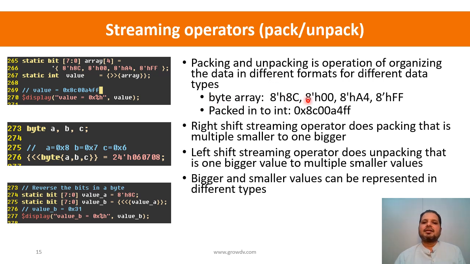For example, let's say I have this byte array, and I have these 4 bytes, 8C, 00, A4, FF. I want to pack them into a single 32-bit integer. Then this will become 8C00A4FF. So how do I do this? For this, I can use the right shift streaming operator.